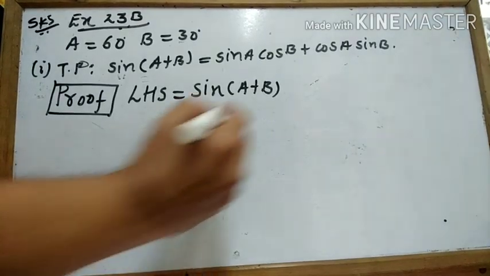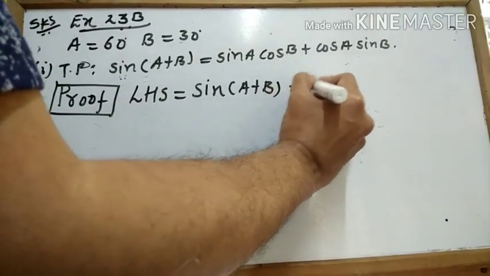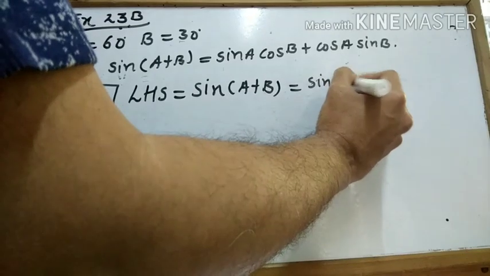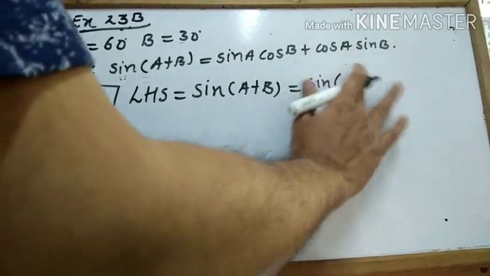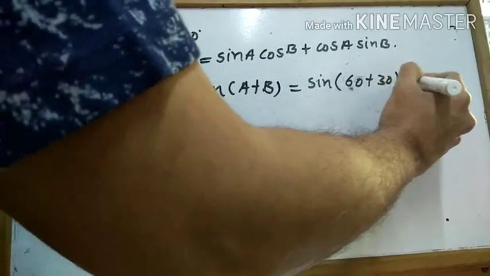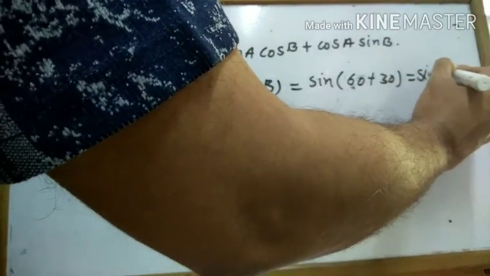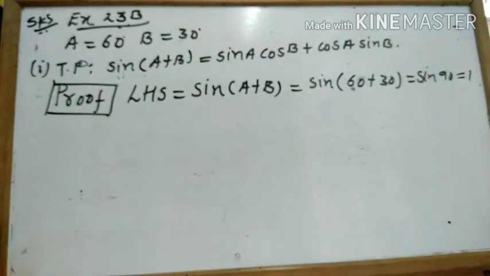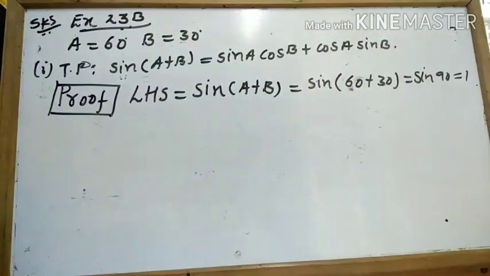Now I will substitute the values of a and b. It is given to us sine a. Instead of a, I can write 60. Instead of b, I can write 30. Ultimately, it will be sine of 90, which is equal to 1. Sine 90 is 1. One should know.